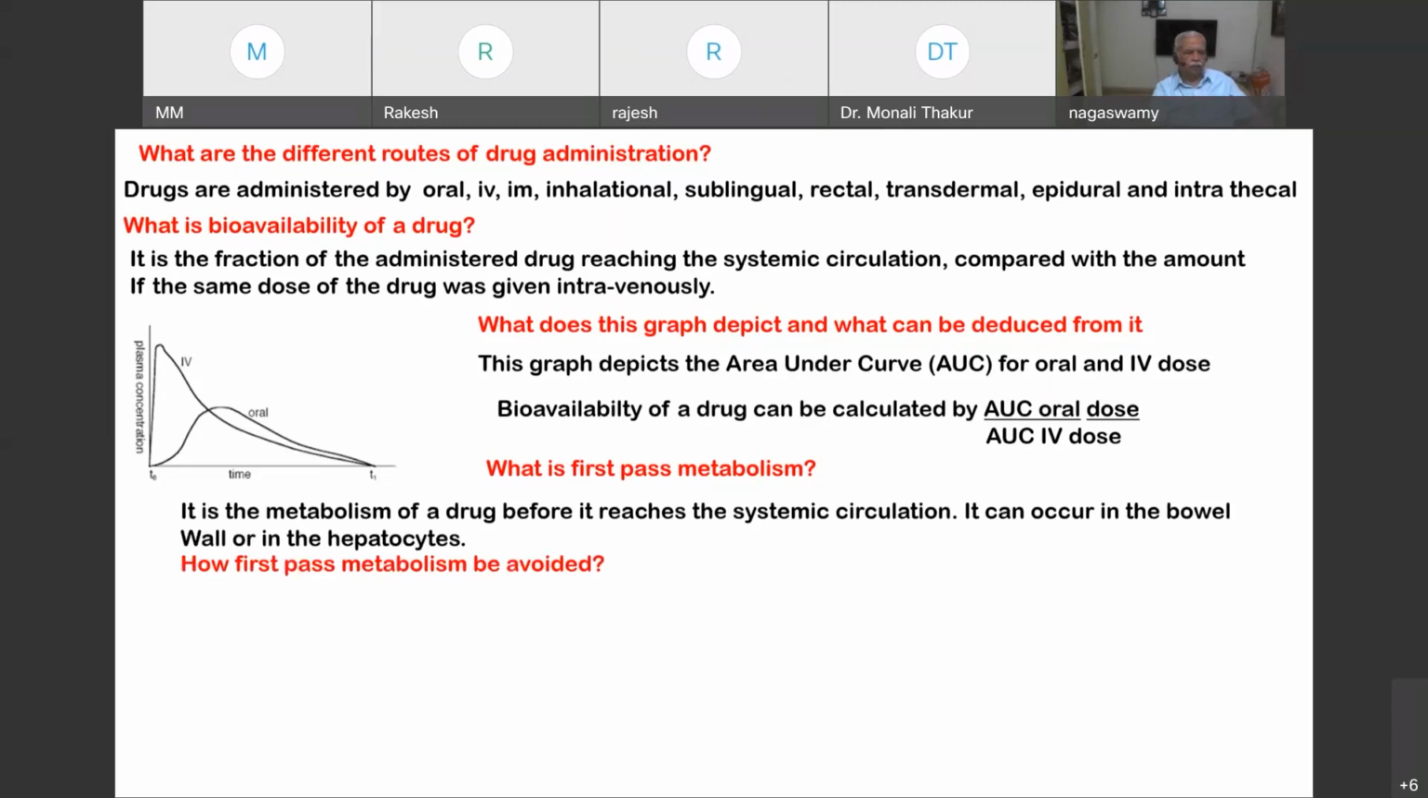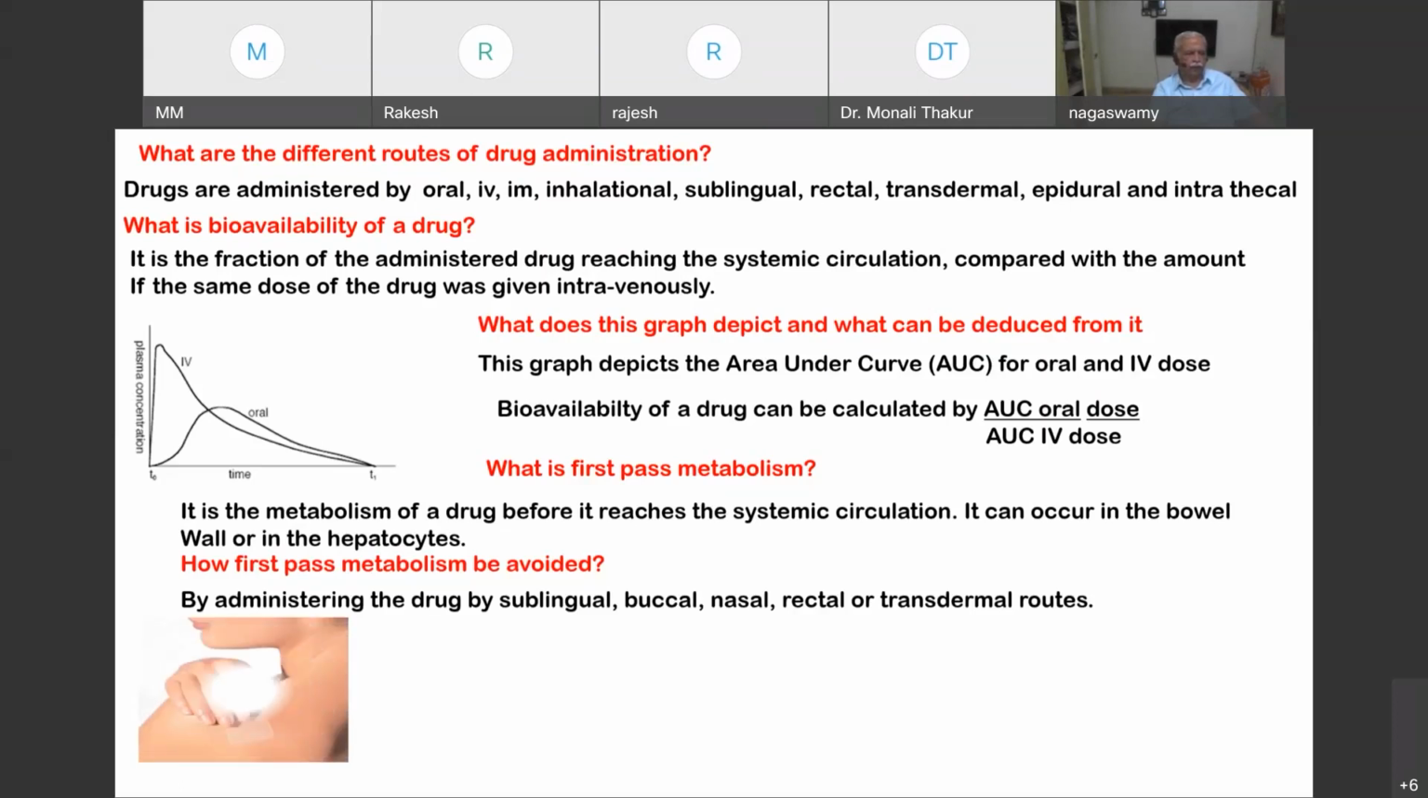How first pass metabolism can be avoided? Simple logic. Administration by sublingual, buccal, nasal, rectal or transdermal routes. If you give by these routes, it will escape from the metabolism done by the bowel wall or the hepatocytes. And if you give IV straight, that is much safer and 100% successful.